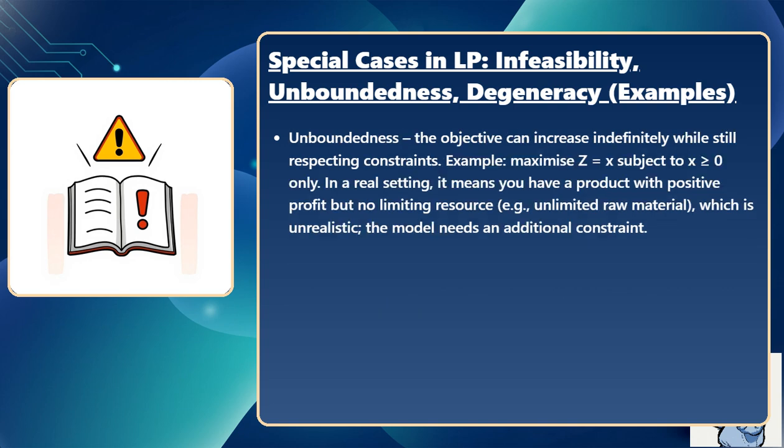Unboundedness: the objective can increase indefinitely while still respecting constraints. Example: maximize z equals x subject to x greater than or equal to 0 only. In a real setting, it means you have a product with positive profit but no limiting resource. For example, unlimited raw material, which is unrealistic. The model needs an additional constraint.